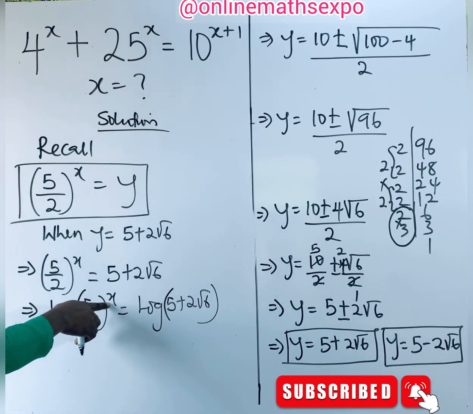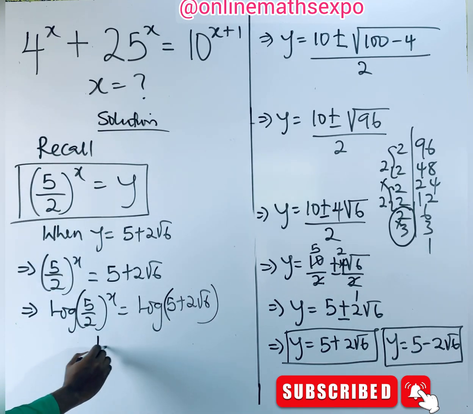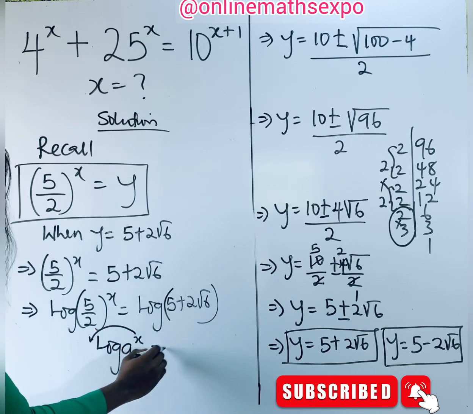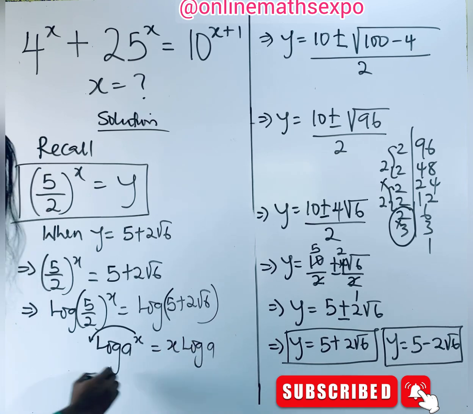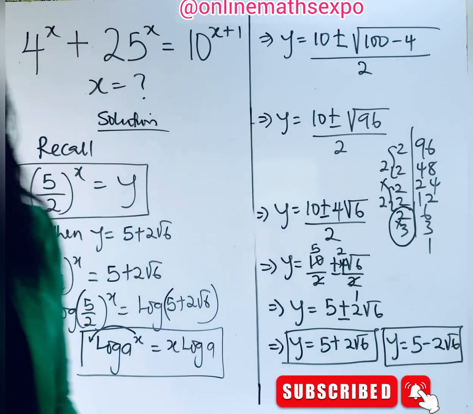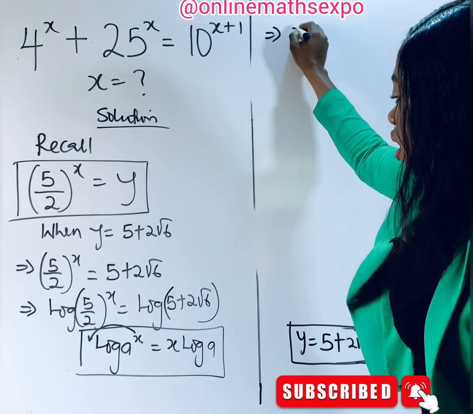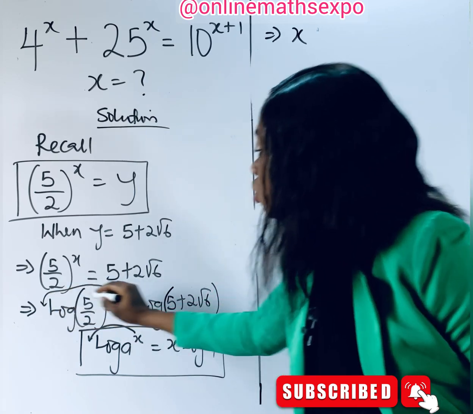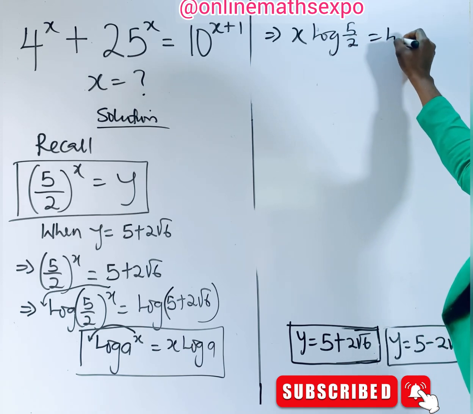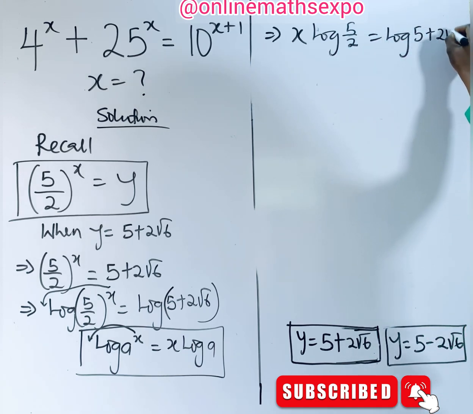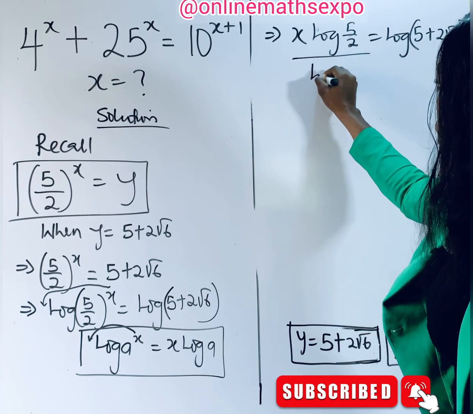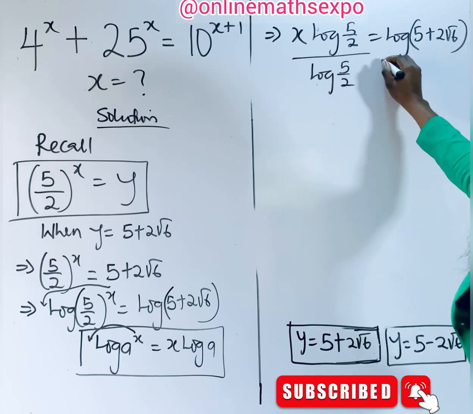Now, how do we get this x? Just note that if you have log of a to the power of x, the power always multiplies the log, so it gives you x log a. Now, applying this in this equation, we now have x log 5 divided by 2 is equal to log of 5 plus 2 root 6. Interesting.